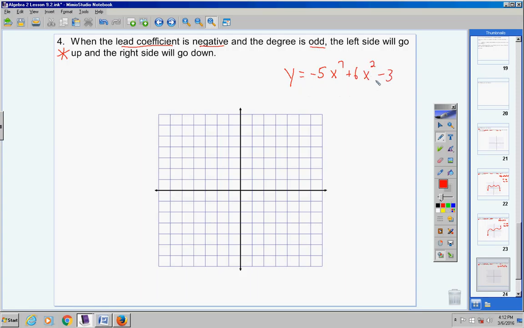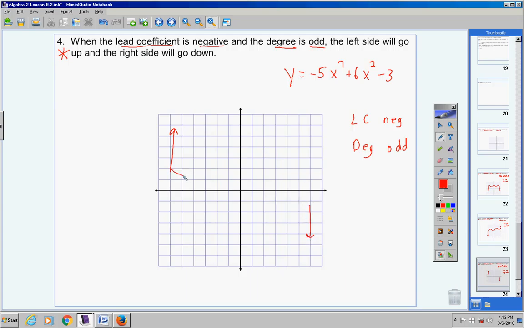There is a polynomial function. It's written in standard form. If it was not written in standard form, don't forget to do that first. But anyways, here is the polynomial function. Now, here's your lead coefficient. Here's your degree. Alright, notice my lead coefficient is negative. Notice my degree is 7, odd. So my lead coefficient is negative, my degree is odd. The left side will go up and the right side will go down.